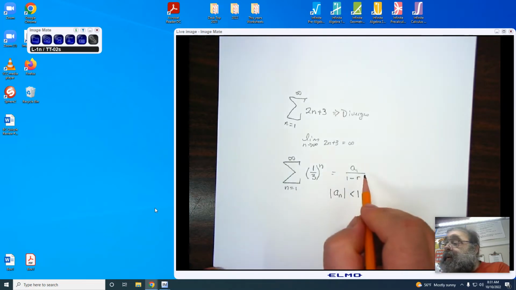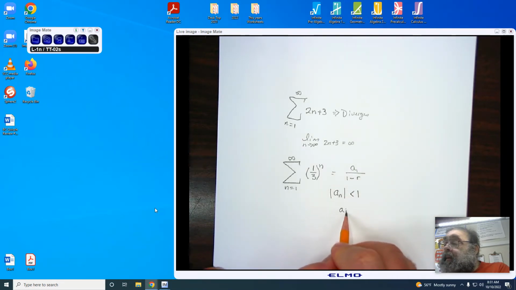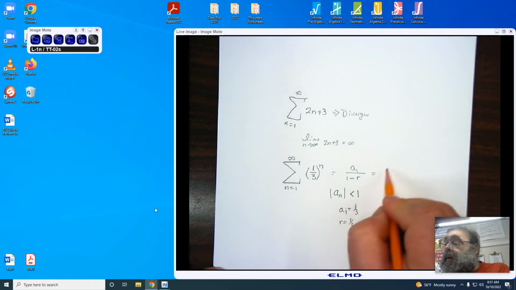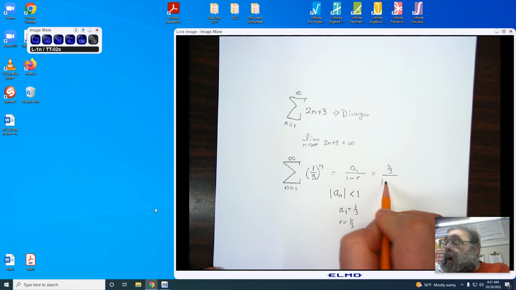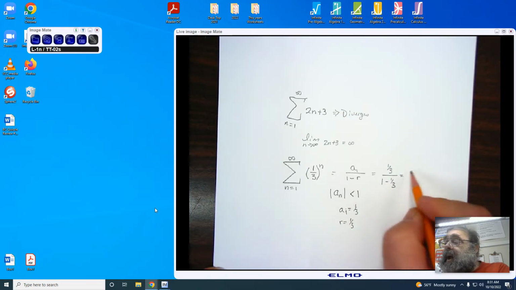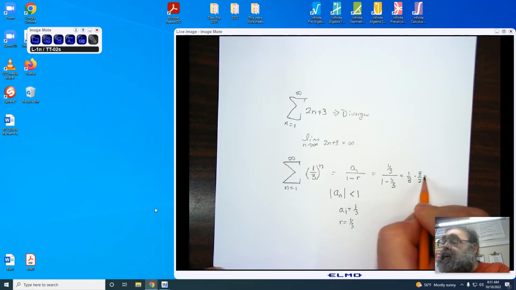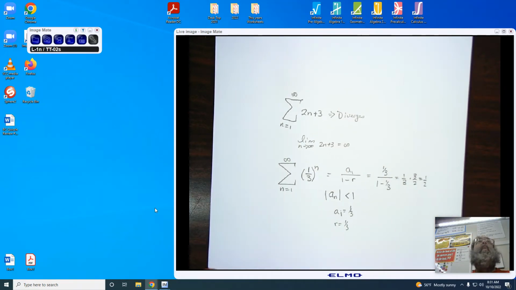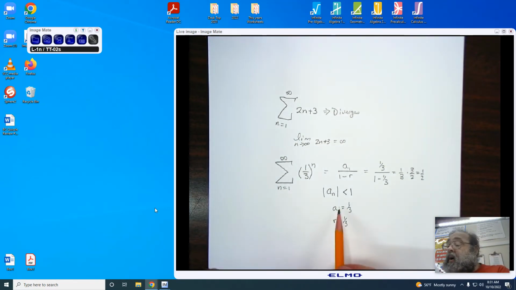So if I then do this, I know that a sub 1 is 1/3, and r is also 1/3, allowing me to find 1/3 divided by 1 minus 1/3, and you'll notice I end up having 1/3 times the reciprocal of 2/3, which is 3/2, and I end up having a sum that is 1/2. So not only do I know that it is going to converge because A, it is geometric, and B, the absolute value of the ratio is less than 1. We know this from our pre-calculus and from Algebra 2.